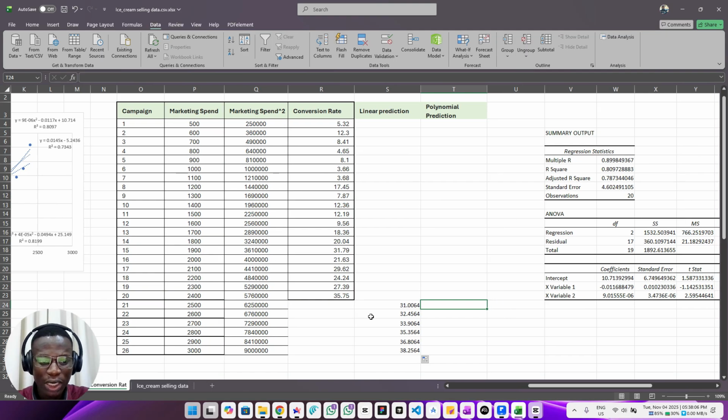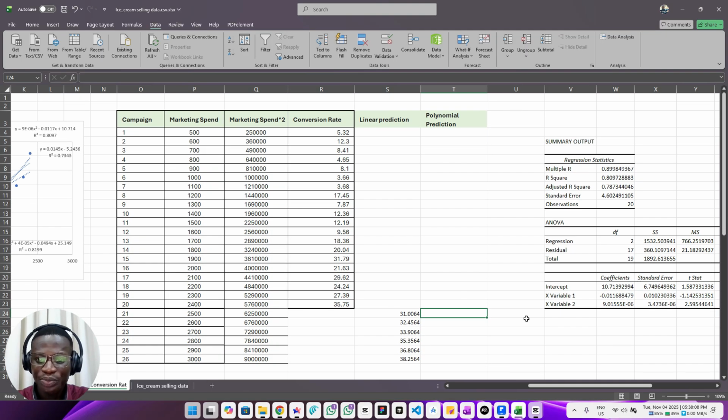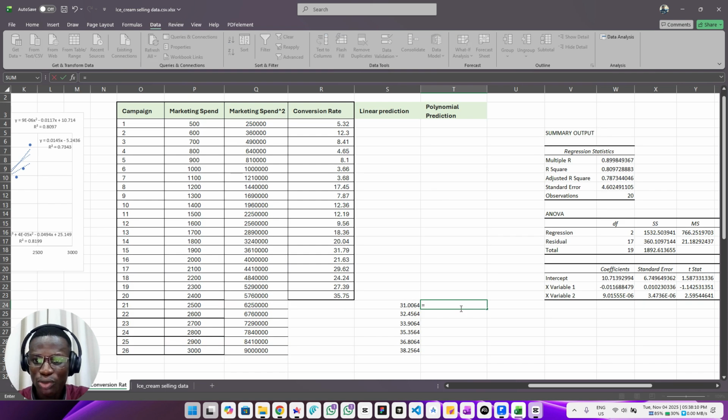And with our polynomial regression, equal to what? 9e minus 0.6. So we can find it here. So equal to this variable. Let's lock it with F4 and let's put it here times r squared. Don't forget, it says r squared. Where is our r squared? This one.